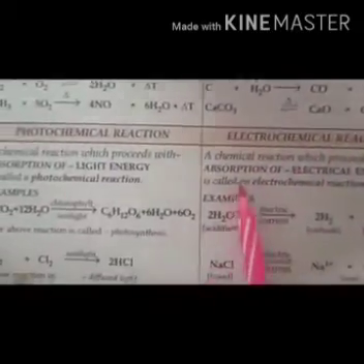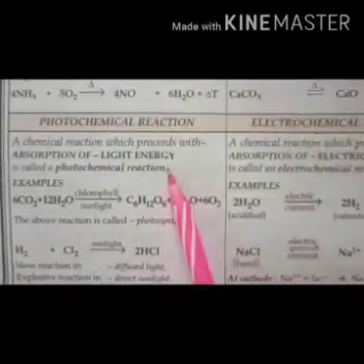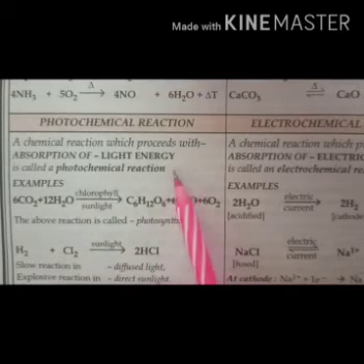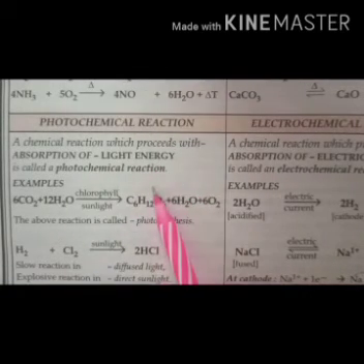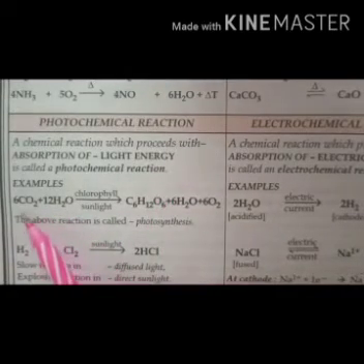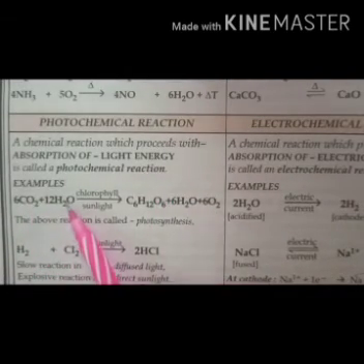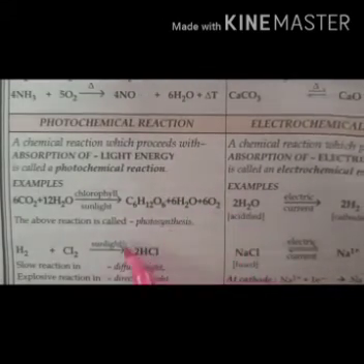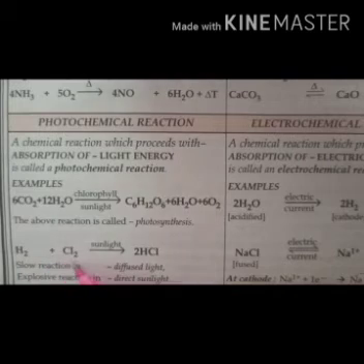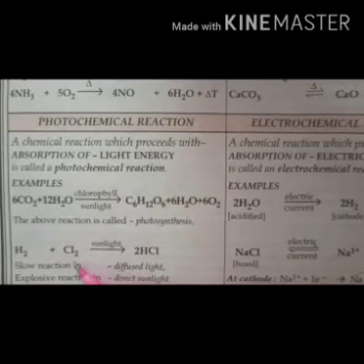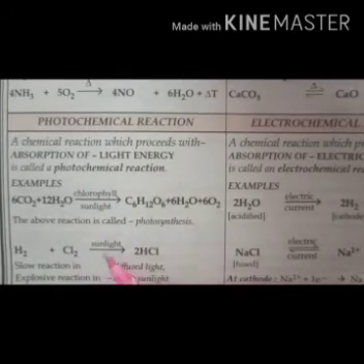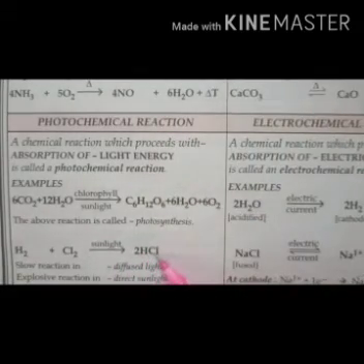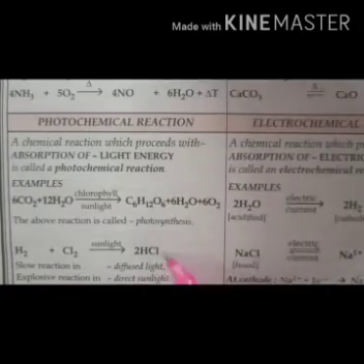Now next is your photochemical reactions. The reactions which proceed with the absorption of light energy. A very good example of photochemical reaction is the process of photosynthesis. When carbon dioxide reacts with water, it gives you glucose, water and oxygen gas. The same way, when hydrogen and chlorine react in the presence of diffuse sunlight, then it forms hydrogen chloride gas, right?